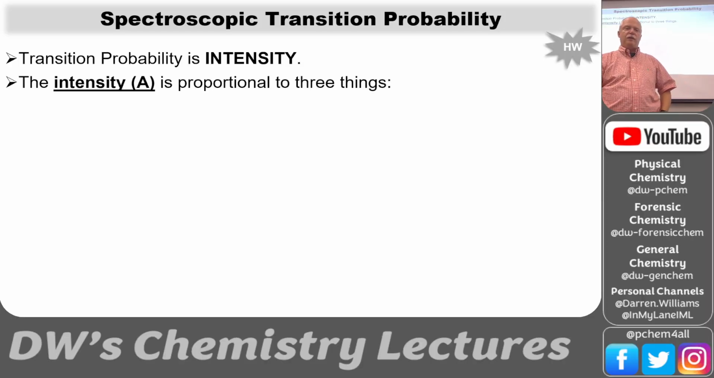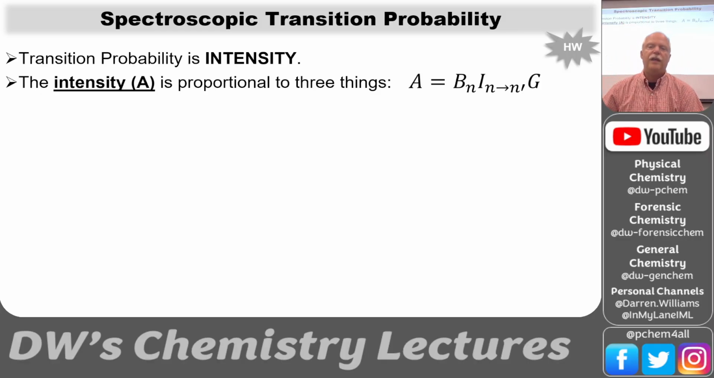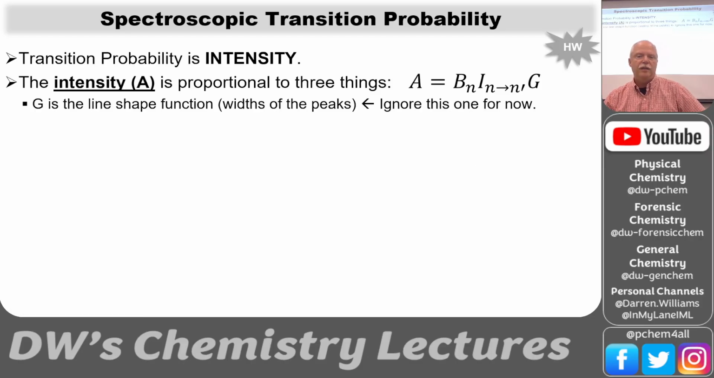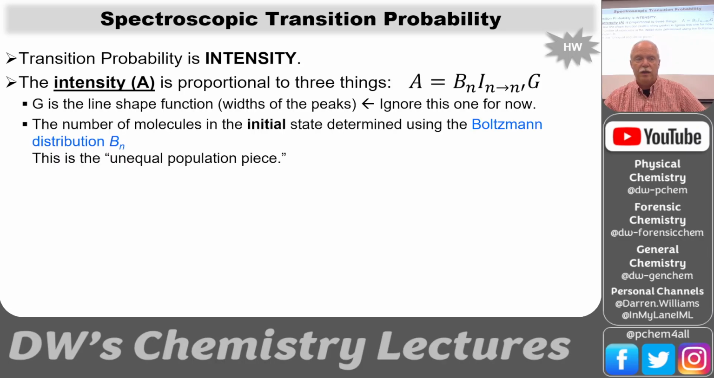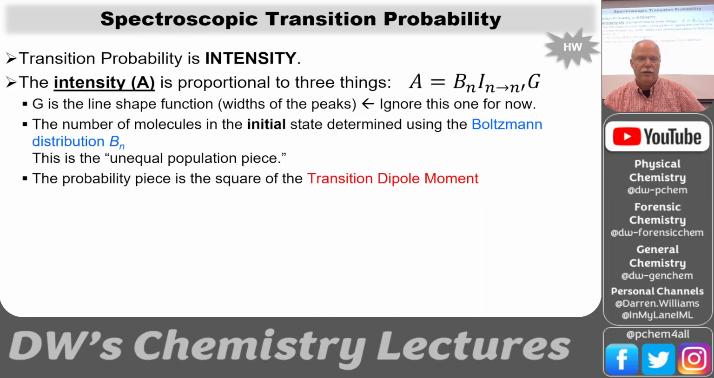So transition probability is intensity, and it's proportional to 3 things. Remember, the absorption is equal to big. We have the line shape function. That's the widths of the peaks. We're going to ignore that for now. We're not going to deal with the Gaussian at this point. The number of molecules in the initial state are determined by the Boltzmann distribution. That's the unequal population piece. And then the probability piece is the square of the transition dipole moment integral.